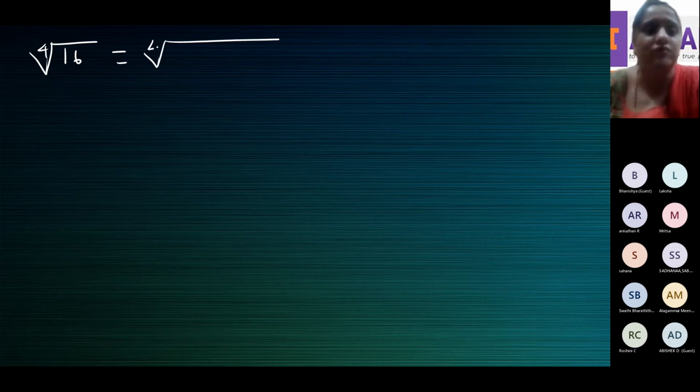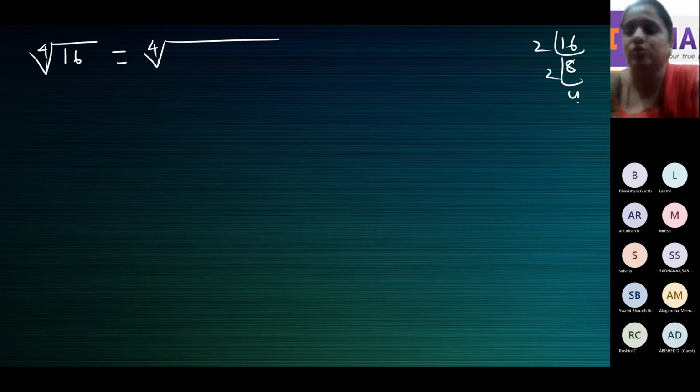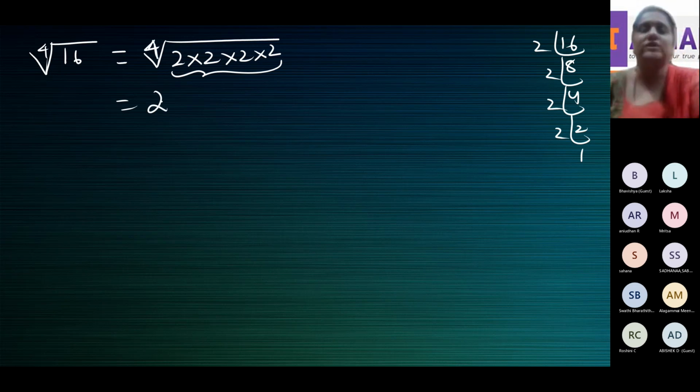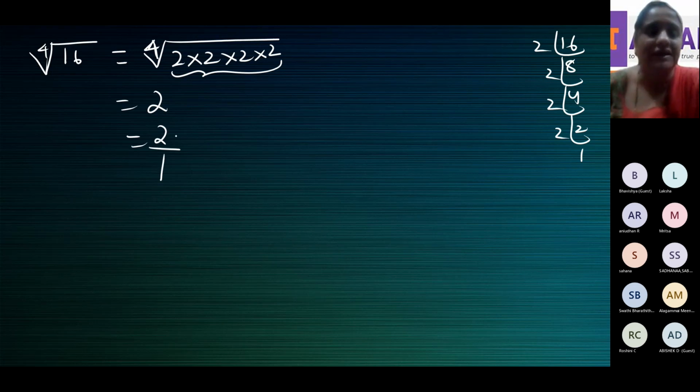That is 4th root of, when you find the factors of 16, 2 8s, 2 4s, 2 2s, 2 1s. So 16 can be written as 2 into 2 into 2 into 2. So from 4 2s, 1 2 will come out because it is a 4th root. And what is 2? 2 means 2 by 1, integer by integer. It's a rational number. Therefore, 4th root of 16 is rational.